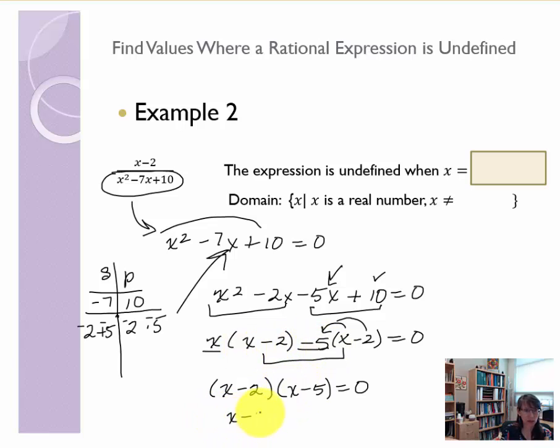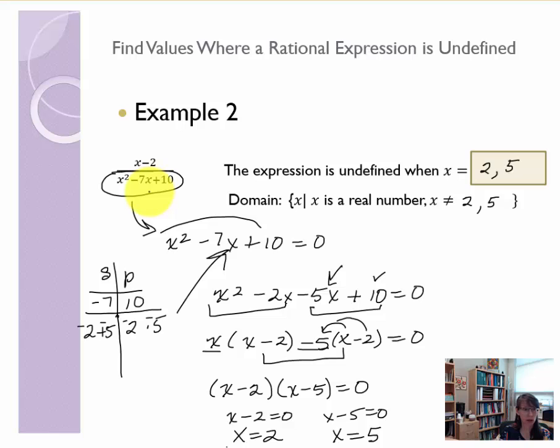Set each factor equal to 0, and then solve each of these linear equations. So when I add 2, I'll get x equals 2. When I add 5 on this equation, I'll get x equals 5. What we just found are the restrictions on our denominator. So the expression is undefined when x equals 2 or 5. So the domain must be the set of x such that x is a real number and x cannot equal 2 or 5.